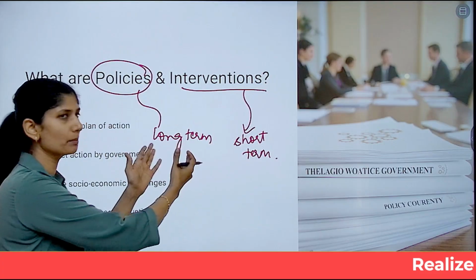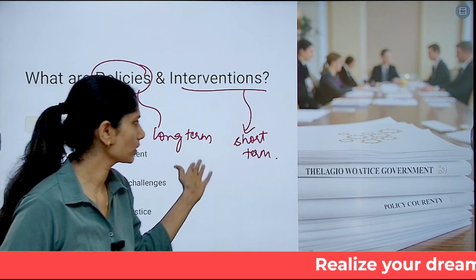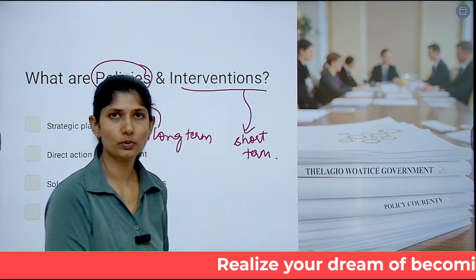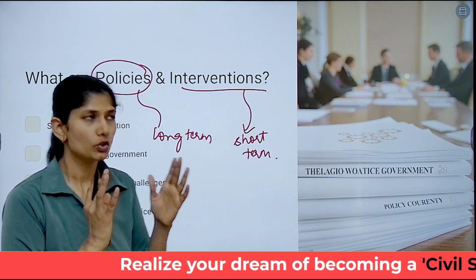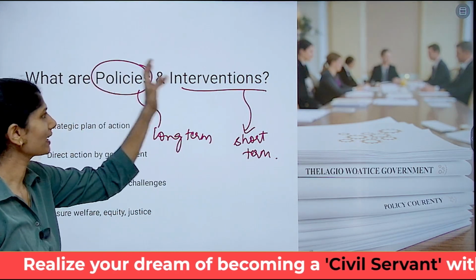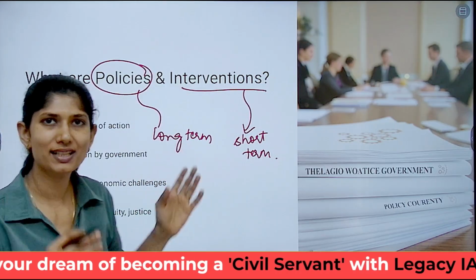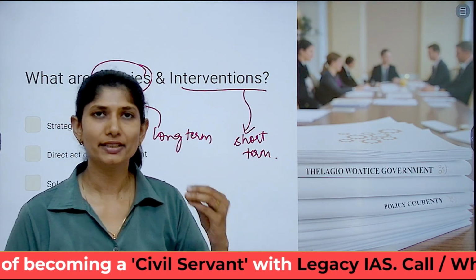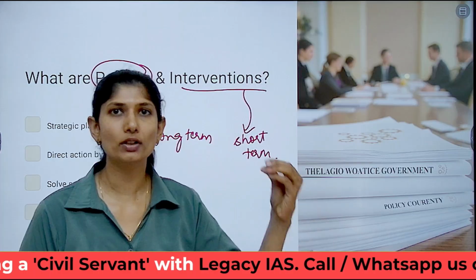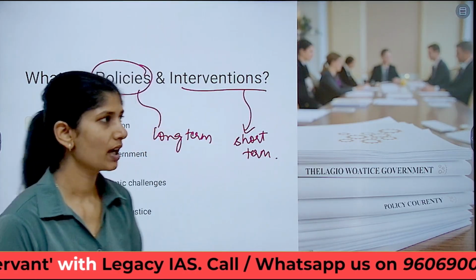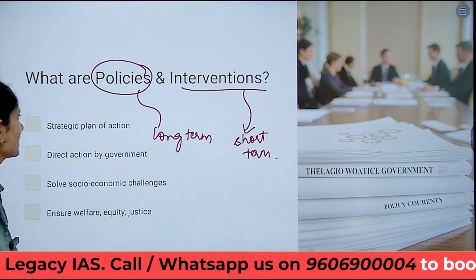For example, we can compare your National Education Policy 2020 and your PM Shri schools. Further on, we'll discuss that in detail also. So, when we say policies and interventions, policies are long-term impact, and interventions are immediate or outcome related. Understanding why we need policies and interventions?